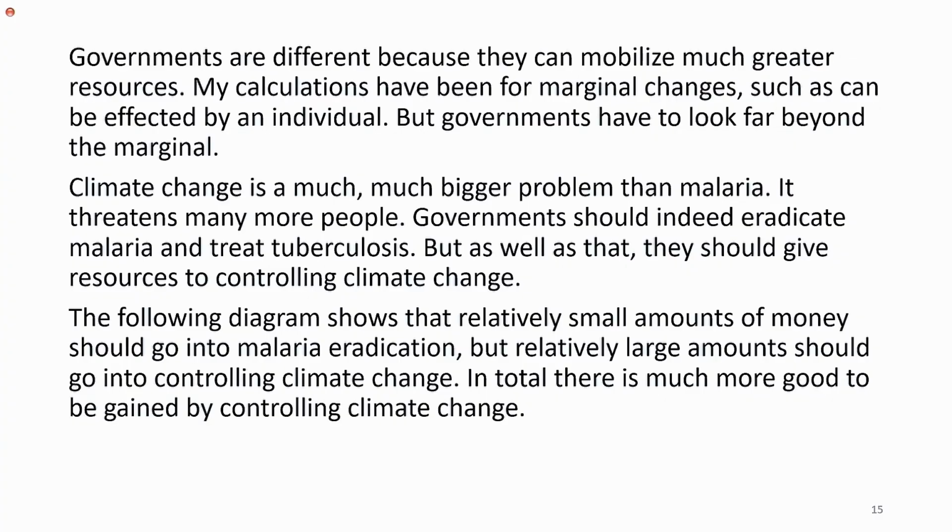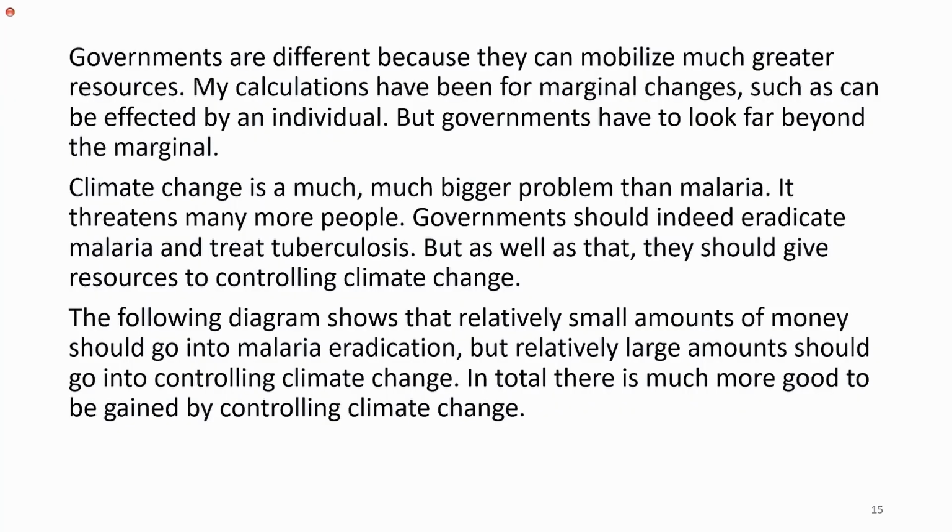Well, governments are different from individuals because they can mobilize enormously greater resources than individuals other than Bill Gates can. My calculations have been for what economists call marginal changes, the effect that reducing emissions by one extra ton, the benefit that's achieved by reducing just by one ton, the cost of emissions is the cost of increasing emissions by one ton. But governments have to look far beyond what they can achieve by a marginal change, a small change. And climate change is a much, much bigger problem than malaria. Climate change threatens the lives of many more people.